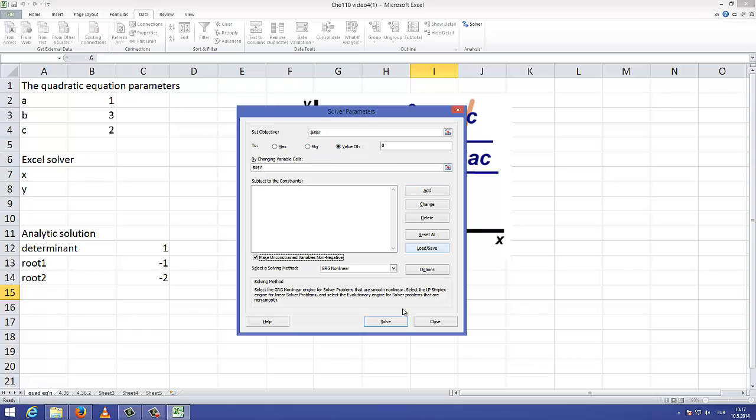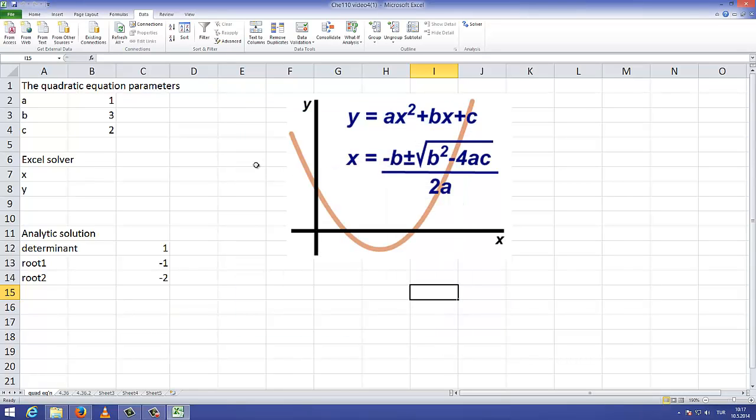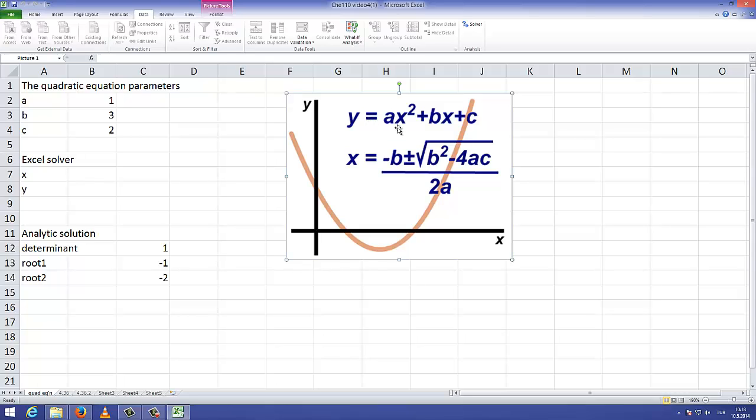Let's see. To understand how Solver works, we are going to solve an easy equation, the quadratic equation, which is y equals ax squared plus bx plus c. You all know this equation. Also the analytical solution. We all know this from high school.